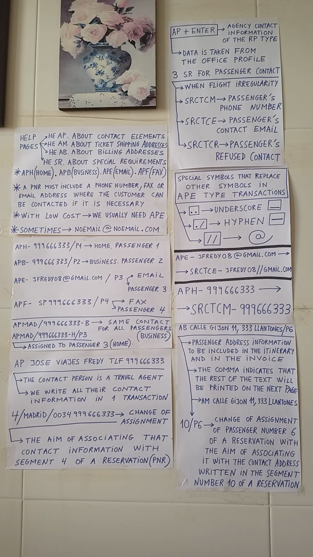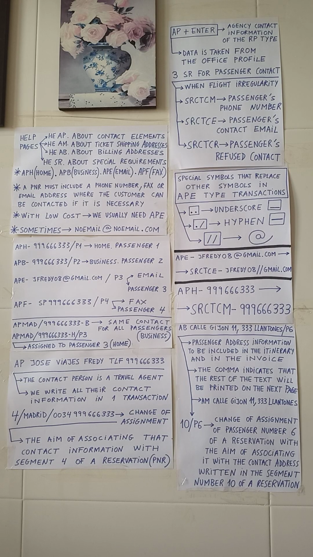I will also explain an example where we can see the difference between how the contact phone is introduced using the AP code, which in this case is APH, and how the contact phone number is introduced using the SRCTCM code. We can see that the only difference is the code that appears at the beginning of both transactions. The rest of the transaction is the same.